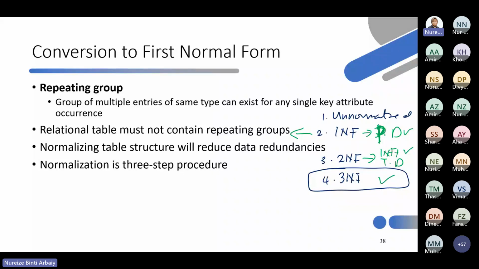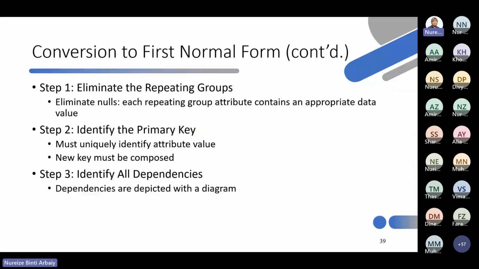Conversion to the first normal form. Repeating group: a group of multiple entries of the same type can exist for any single key attribute. A relational table must not contain repeating groups, so normalizing the table structure will reduce data redundancy. Eliminate the repeating groups and eliminate nulls, so each repeating group attribute contains an appropriate data value. Step 2, identify the primary key. We need to ensure that the primary key can uniquely identify the attribute value, and here a new key must be composed. Step 3, identify all dependencies.